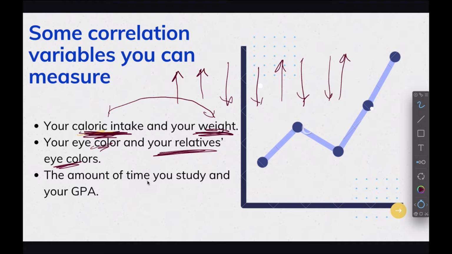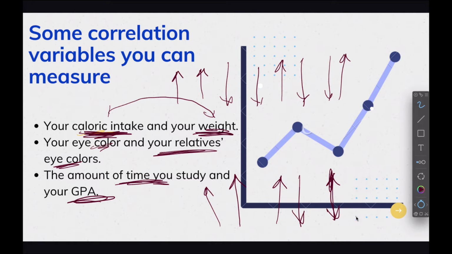Or maybe the time you study versus your GPA. When you study for more hours, your GPA goes up. Or maybe you study for more hours and your GPA comes down. Or you study for fewer hours and your GPA goes up. There are several analogies you can make here to measure the relationship between the time you study and your GPA. We're going to find such relationships over and over again.